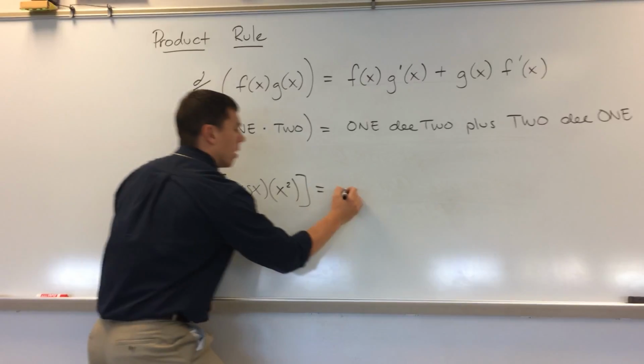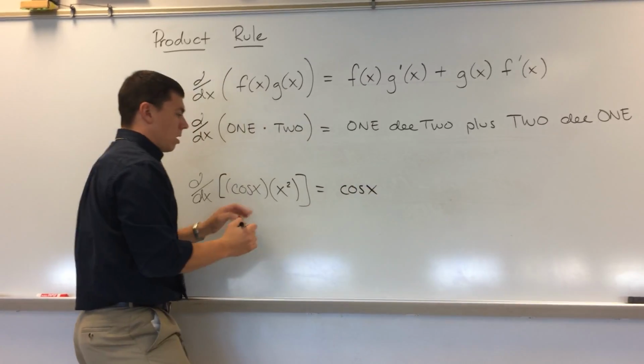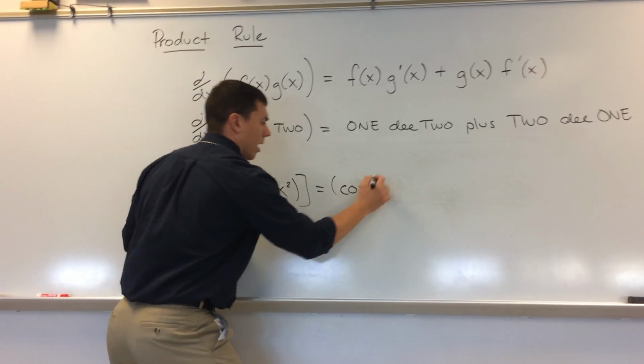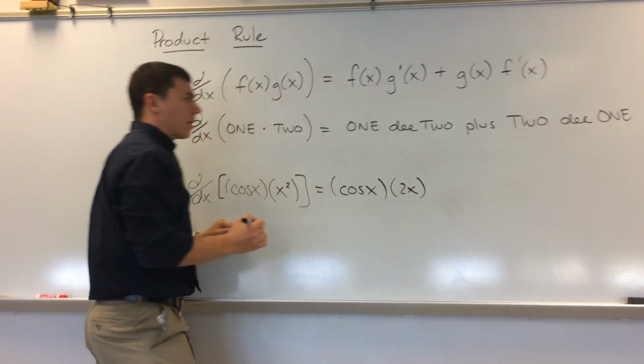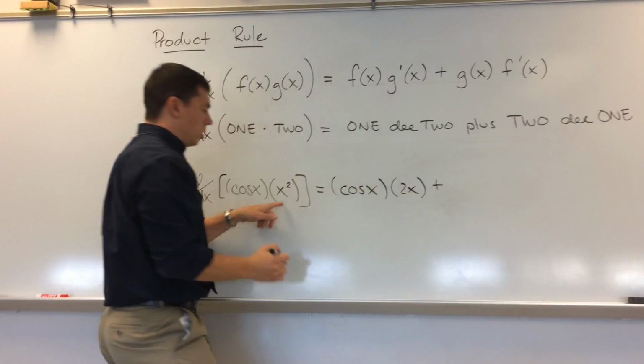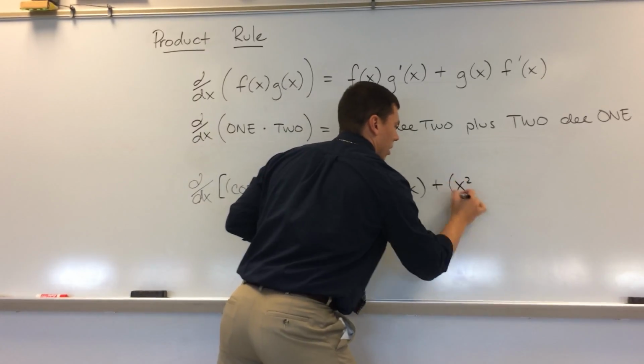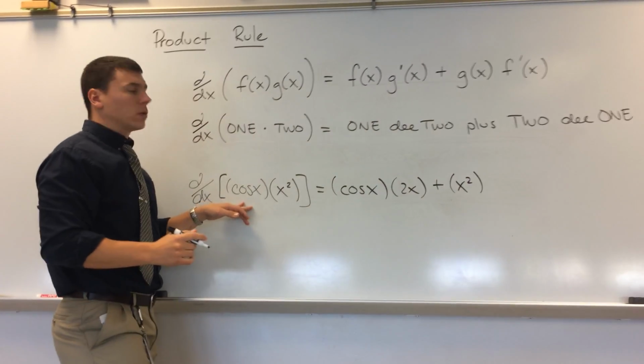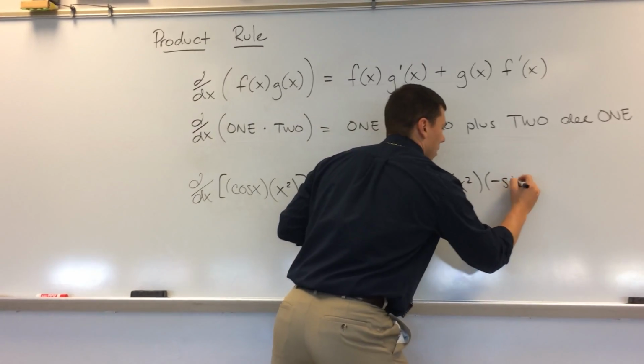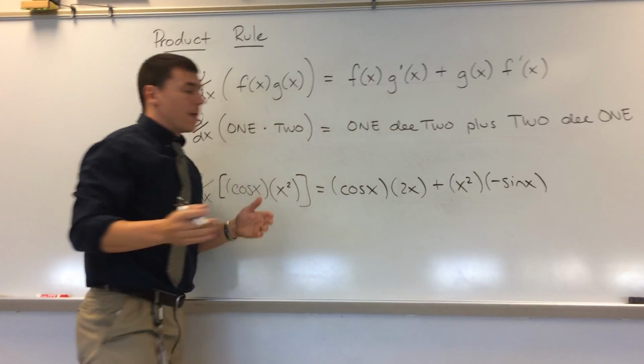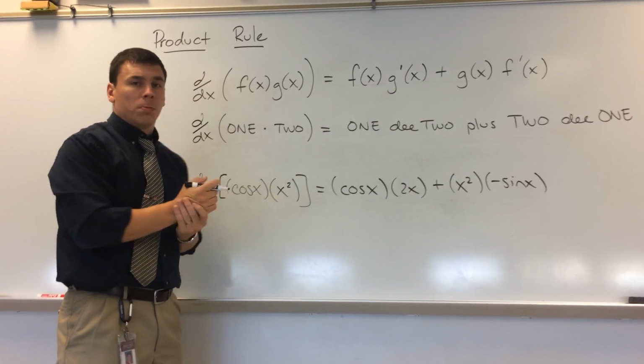1, cosine x, times the derivative of x squared, 2x, plus 2, x squared, times the derivative of cosine x, negative sine x. And that's it. That's the product rule. 1 d2 plus 2 d1.